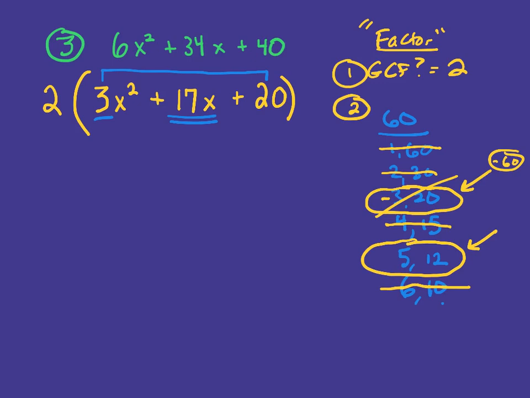So I'm going to rewrite this. For now, I'm just going to ignore the 2, but we do want to make sure in our final answer we've got the 2 out front. But 3x squared, and then replacing the 17 with, I'm going to go ahead and put the 12 with the 3 since 5 and 3 don't have a common factor. But positive 12x, and then positive 5x, and then plus that 20 on the end.